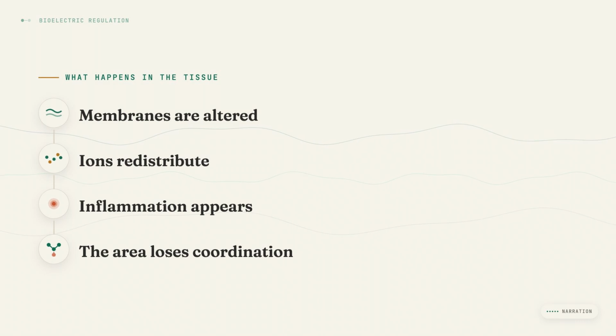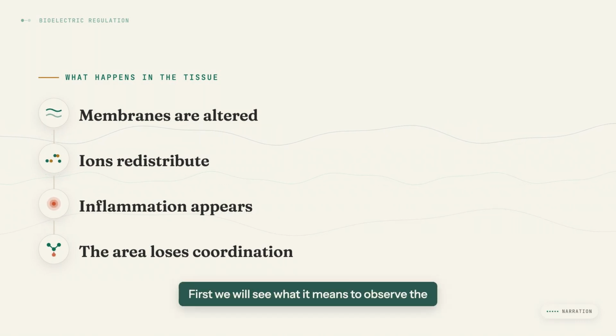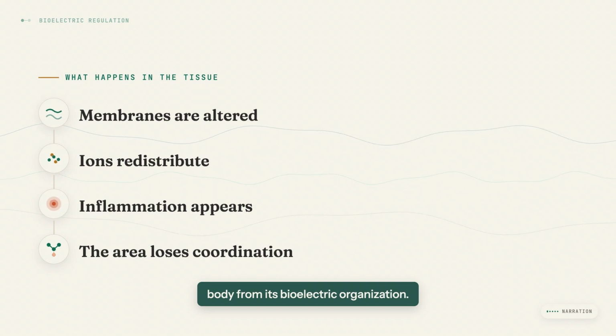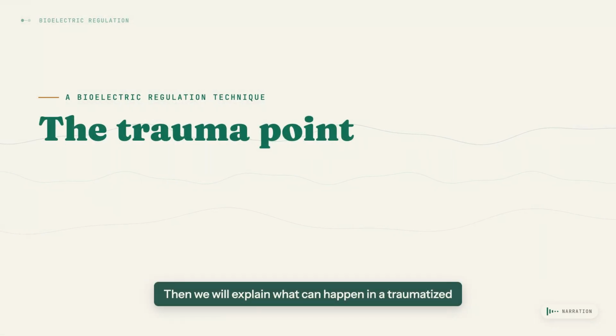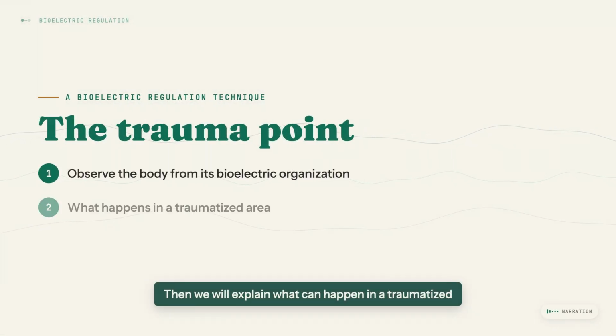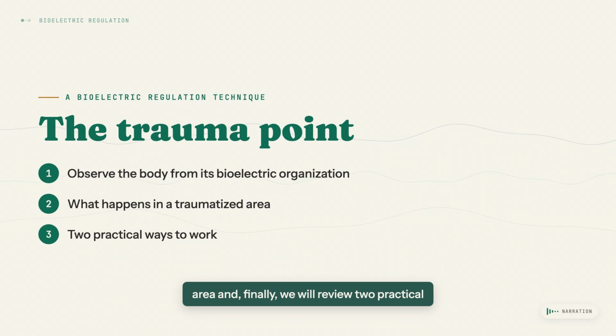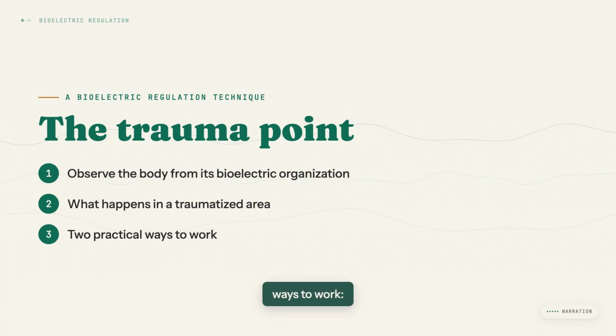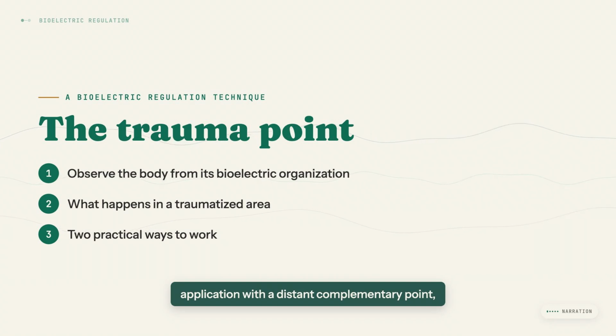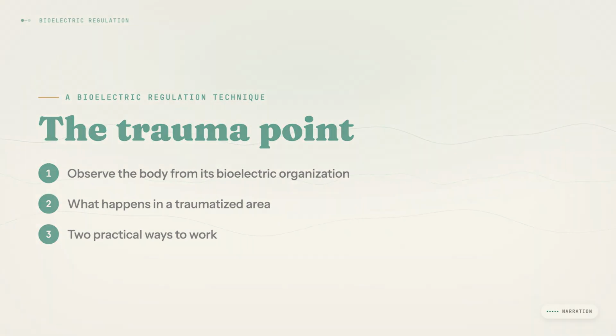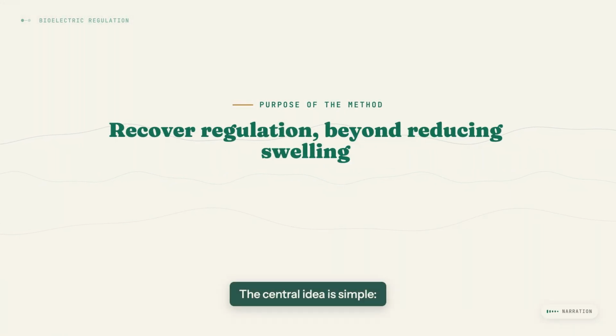In this class, we will use that phenomenon to understand a specific technique of bioelectric regulation, the trauma point. First, we will see what it means to observe the body from its bioelectric organization. Then we will explain what can happen in a traumatized area. And finally, we will review two practical ways to work: application with a distant complementary point and local application with opposing poles.